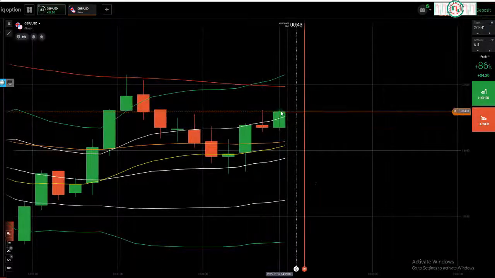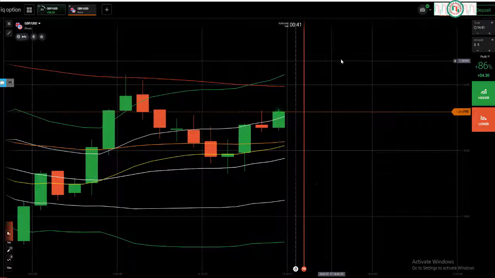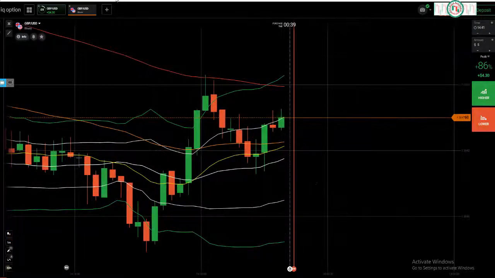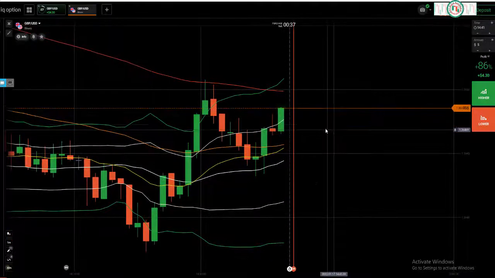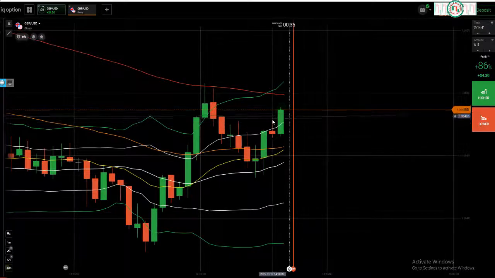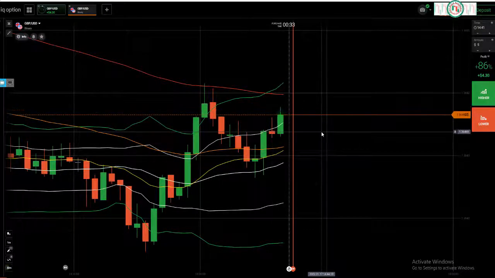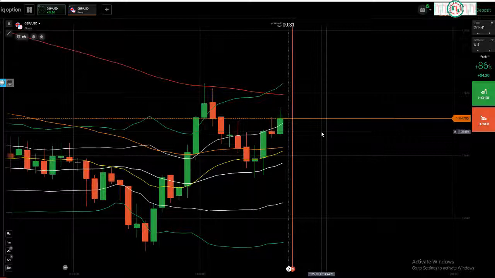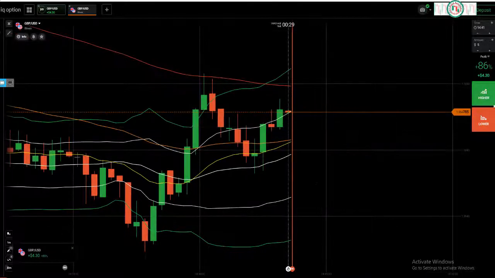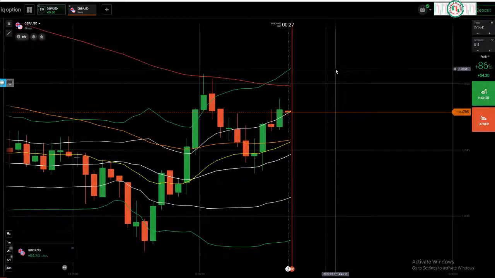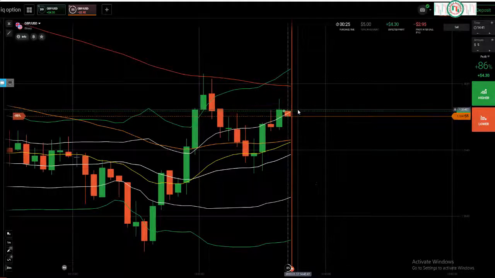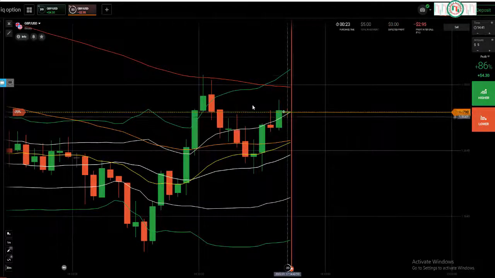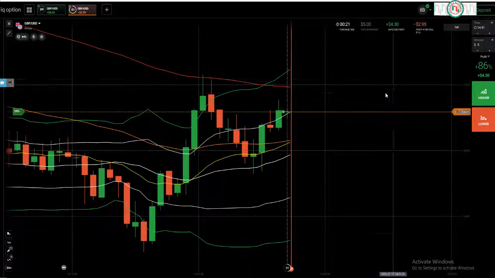So if this candle closes above this wick, I will place call option again. You see, market is closing above this wick. You see, market has closed. I place call option again. So I place my trade call option again because the momentum is up after pullback.